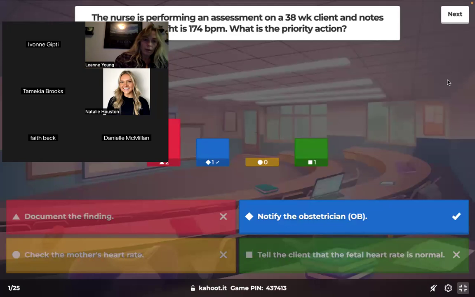So the answer here is notifying your OB because our normal fetal heart rate is 110 to 160. So this would be abnormal. Anything abnormal, you're going to want to let your doctor know about. You also would want to document the findings. So that's not incorrect, right? You want to be documenting anything that's abnormal and charting that for sure. But your number one priority would be letting your OB know so that they can give you orders, whether that's they're going to come to the bedside and assess the patient or whatever it may be.